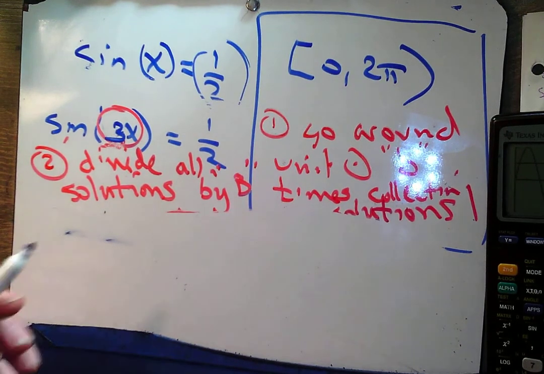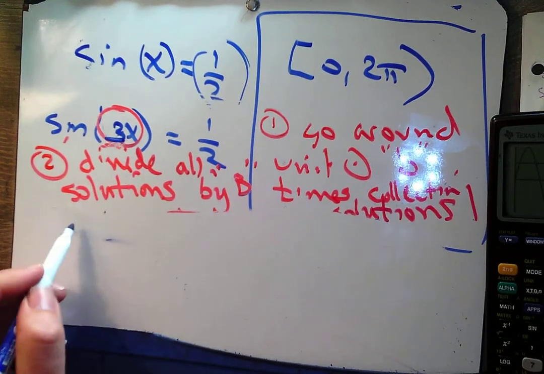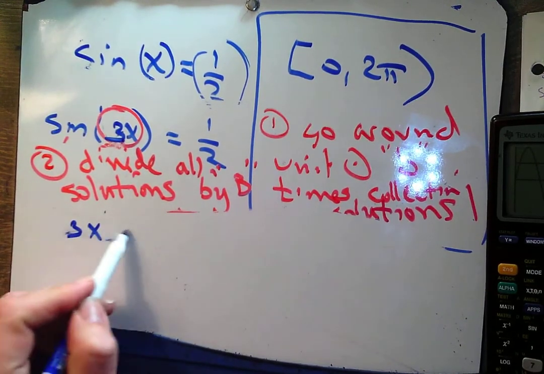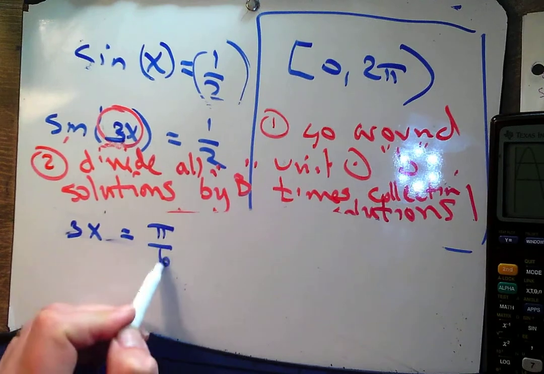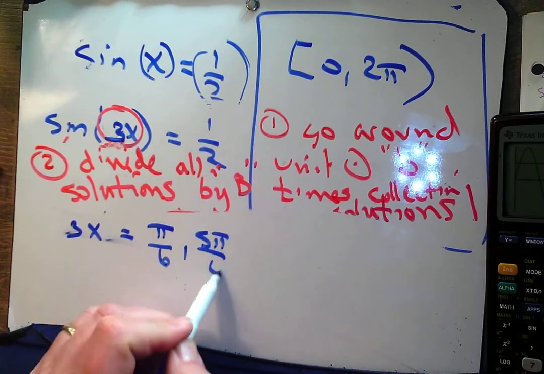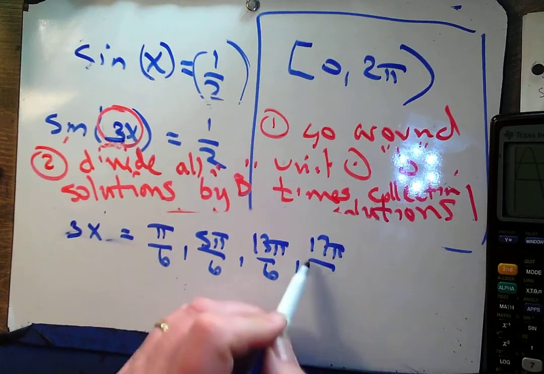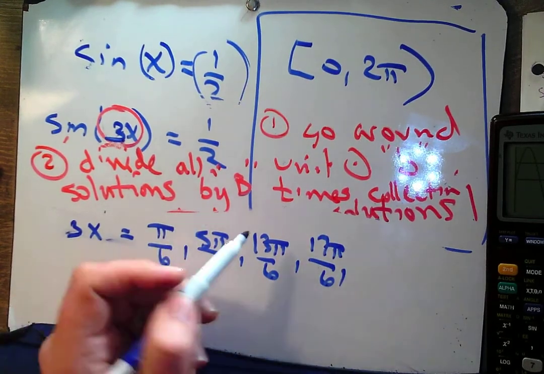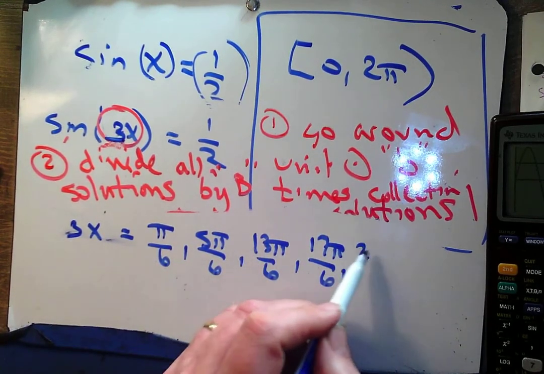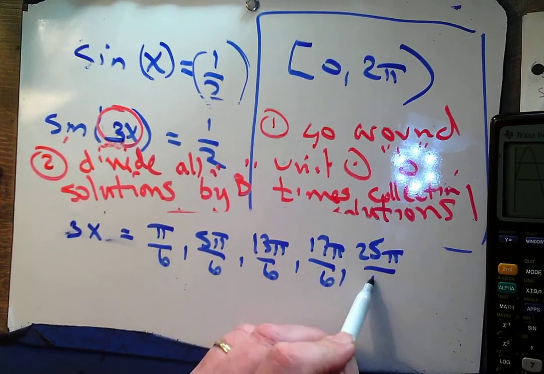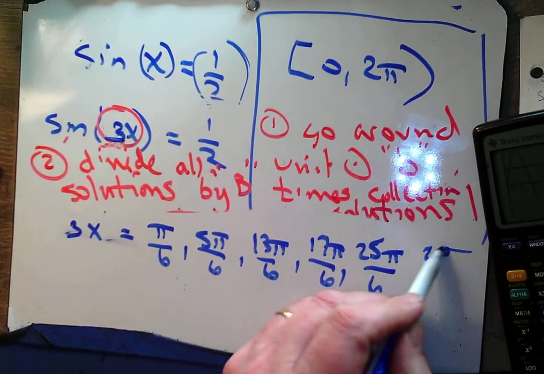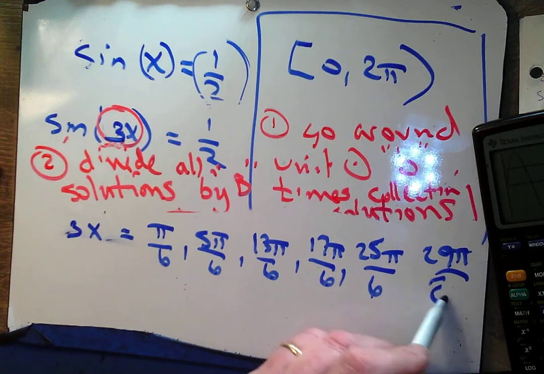Okay, welcome back. So did you go around 3 times? If you did, you should have 3x equals pi over 6, 5 pi over 6, 13 pi over 6, 17 pi over 6, and then I've got to go around once more, so I'm adding another 12 pi over 6, and 29 pi over 6.